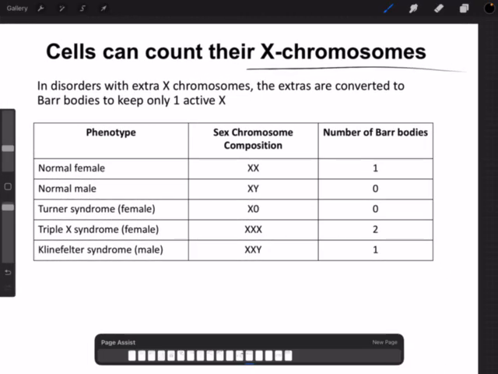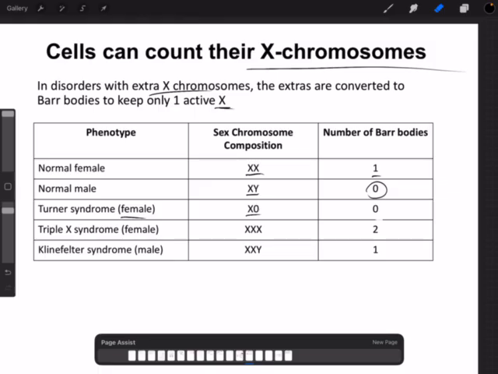Another kind of cool thing, cells can count their X chromosomes. So there are many disorders where there are extra X chromosomes, but always only one will be active. So in a normal female, 2 X chromosomes, 1 bar body, one of them gets inactivated. Normal male, 1 X chromosome only, right? No bar bodies, right? Because they already have 1 active X chromosome. Turner syndrome, which is phenotypically female, have an XO system, so no Y chromosome. They don't have any bar bodies because they only had the 1 X chromosome.